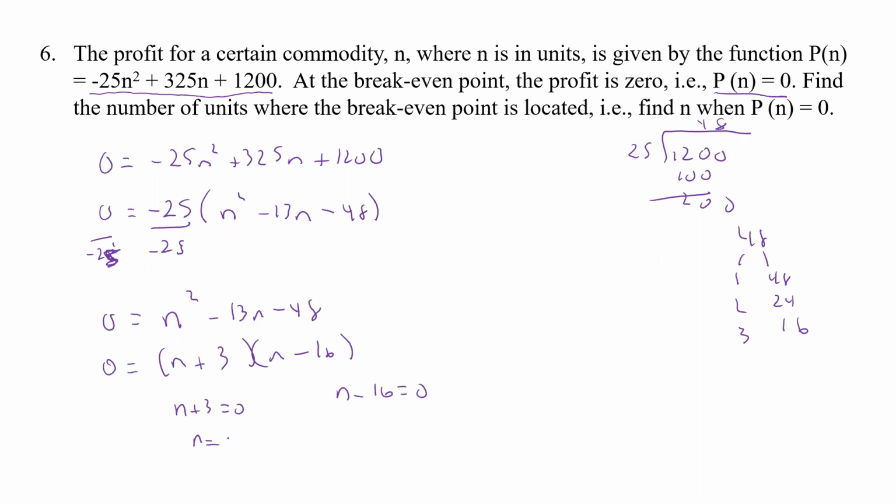So here we get n equals a negative 3. Well, we can't make a negative 3 units. But here, n is equal to 16 units. And so that looks to be our break-even point where the profit is equal to 0. Okay, and that's all I have for the extra examples.